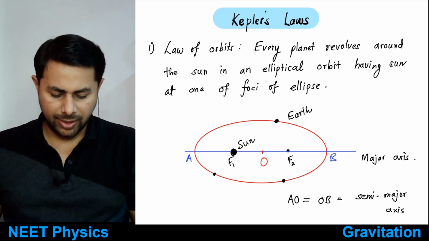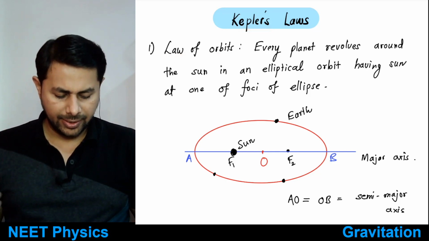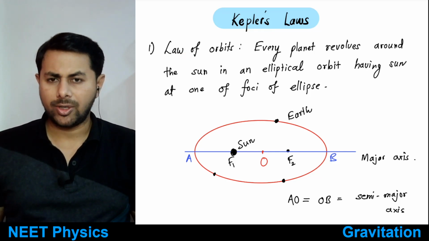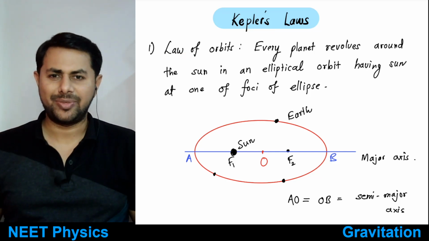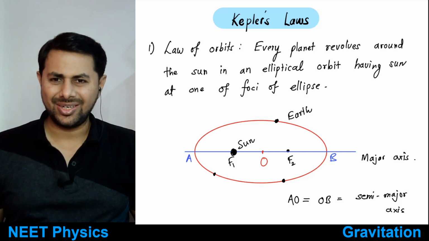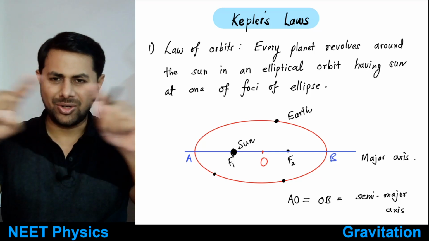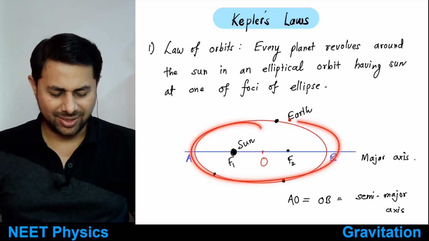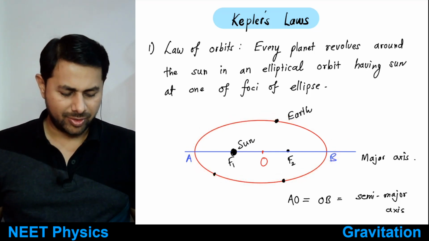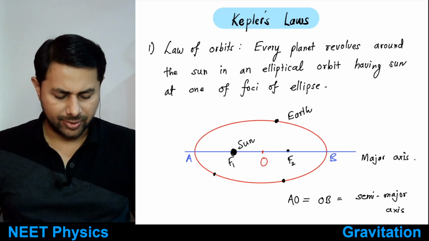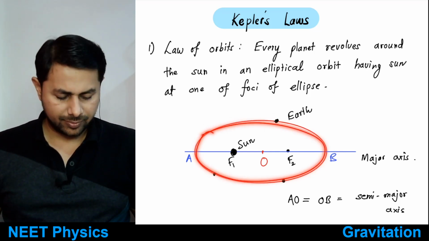The first law is called the law of orbits, and it says that every planet revolves around the sun in an elliptical orbit, not a circular orbit. So what is an ellipse? You can say an ellipse is an elongated circle. It looks like this, right? For those who don't know mathematics, this is an ellipse.